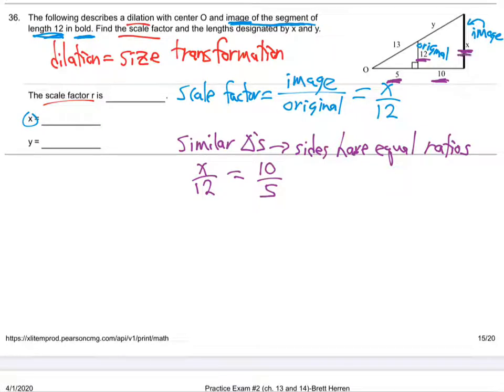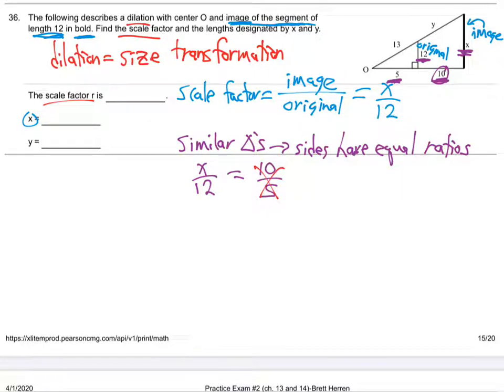Right side is to right side. X is to 12 as 10 is to 5. No, the problem is 10 is not the bottom of a whole triangle. It's only part of the bottom. So here's how you do it correctly. That's not correct. How do we do it correctly?